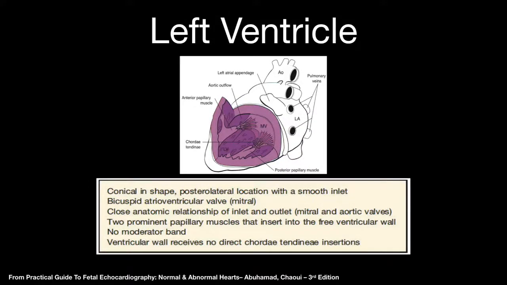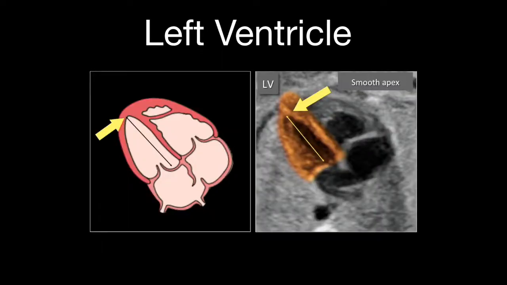The left one is conical in shape. The mitral valve is bicuspid. There's close anatomic relationship of the inlet and outlet, as stated, between the mitral and aortic valve. There's 2 papillary muscles, and all the chorda tendineae insert into these 2 papillary muscles on the left side. On the right side, some chorda tendineae insert straight into the wall, and as stated here, the left ventricular wall receives no chorda tendineae insertion. So conical in shape, and it's apex forming. Both in the fetus and adult, the left ventricle forms the apex of the heart.